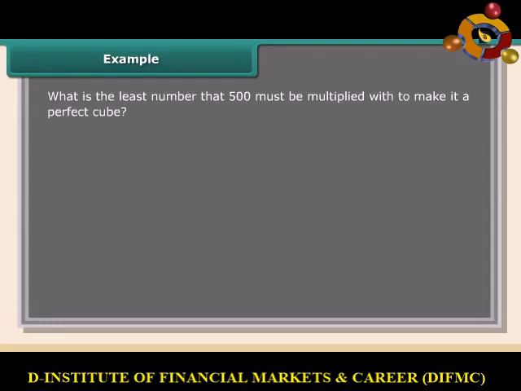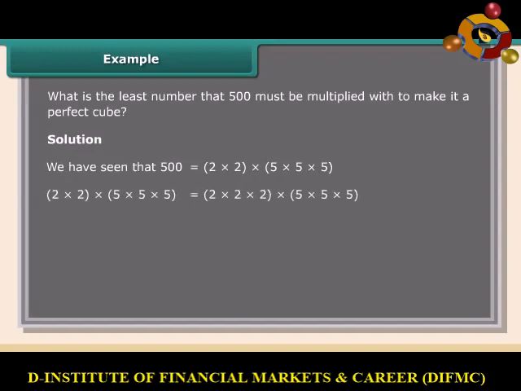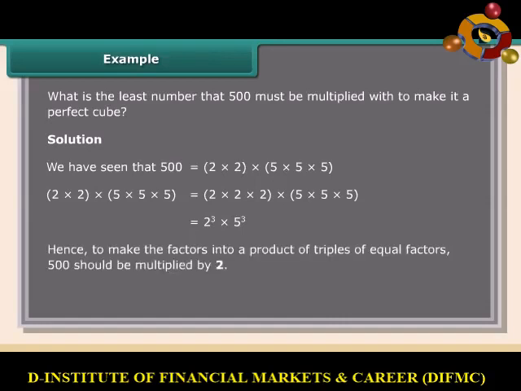Example. What is the least number that 500 must be multiplied with to make it a perfect cube? Solution. We have seen that 500 is equal to 2 into 2 into 5 into 5 into 5. 2 into 2 into 5 into 5 into 5 is equal to 2 into 2 into 2 into 5 into 5 into 5, which is equal to 2 cube into 5 cube. Hence, to make the factors into a product of triples of equal factors, 500 should be multiplied by 2.